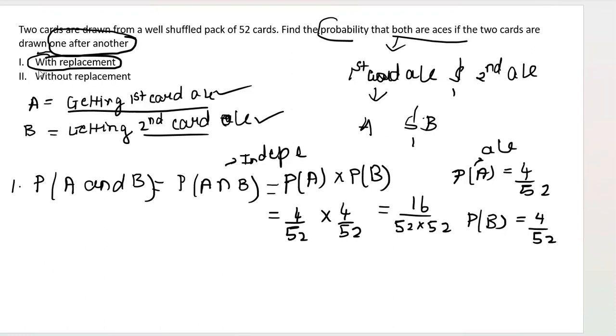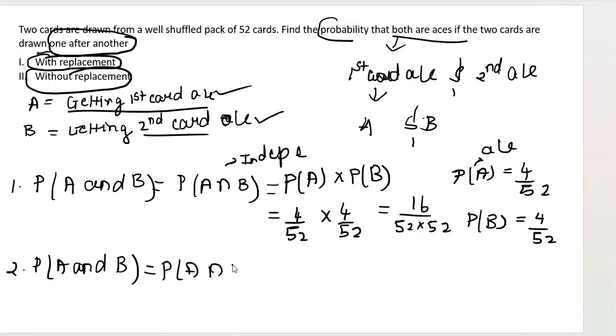Now we do it without replacement. This also is: find the probability that both are aces. That means the first has to be an ace and the second also has to be an ace. That is, we want P of A intersection B. Now, when you don't replace the card which you take and you take the second card, that means what? Suppose I offer you a pack of cards. You take a card, you see it. Now you throw that card out.